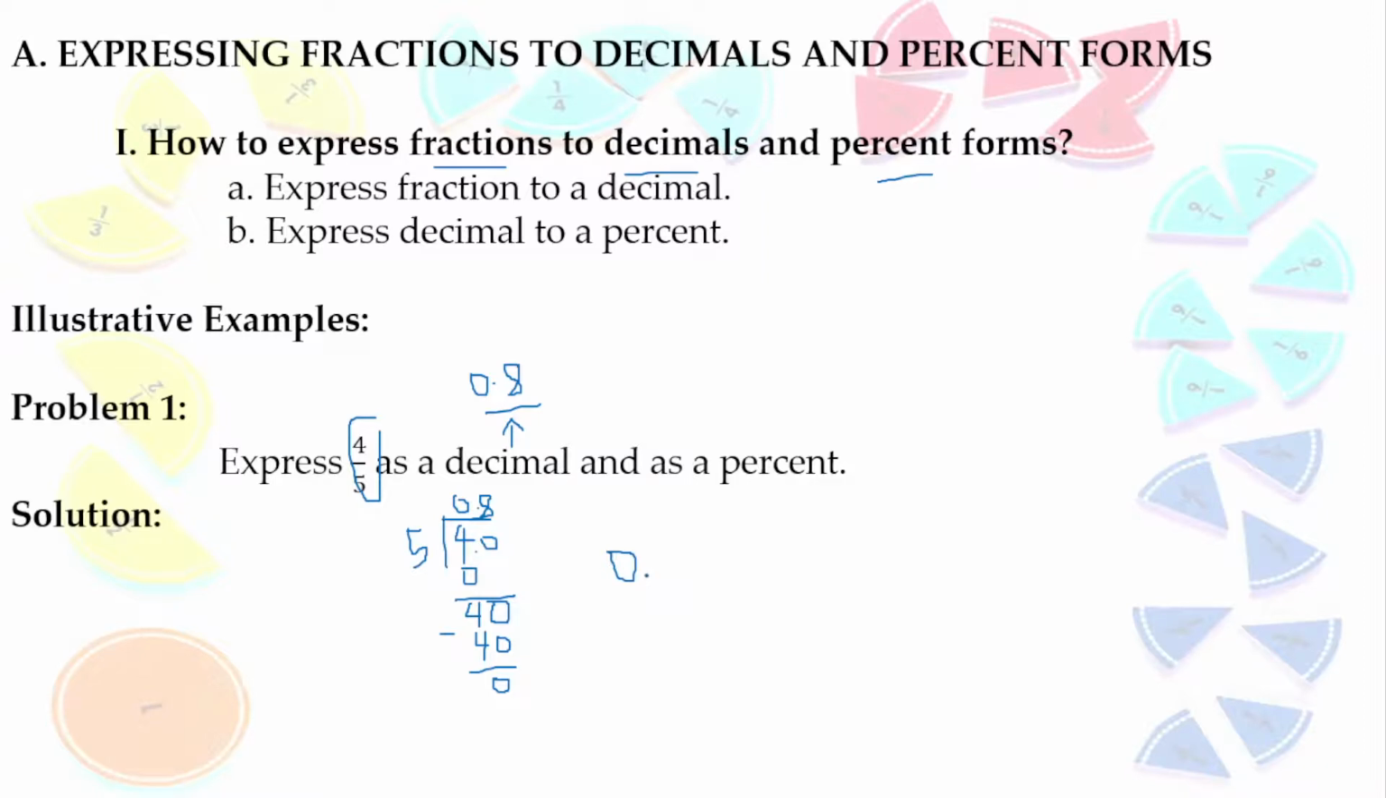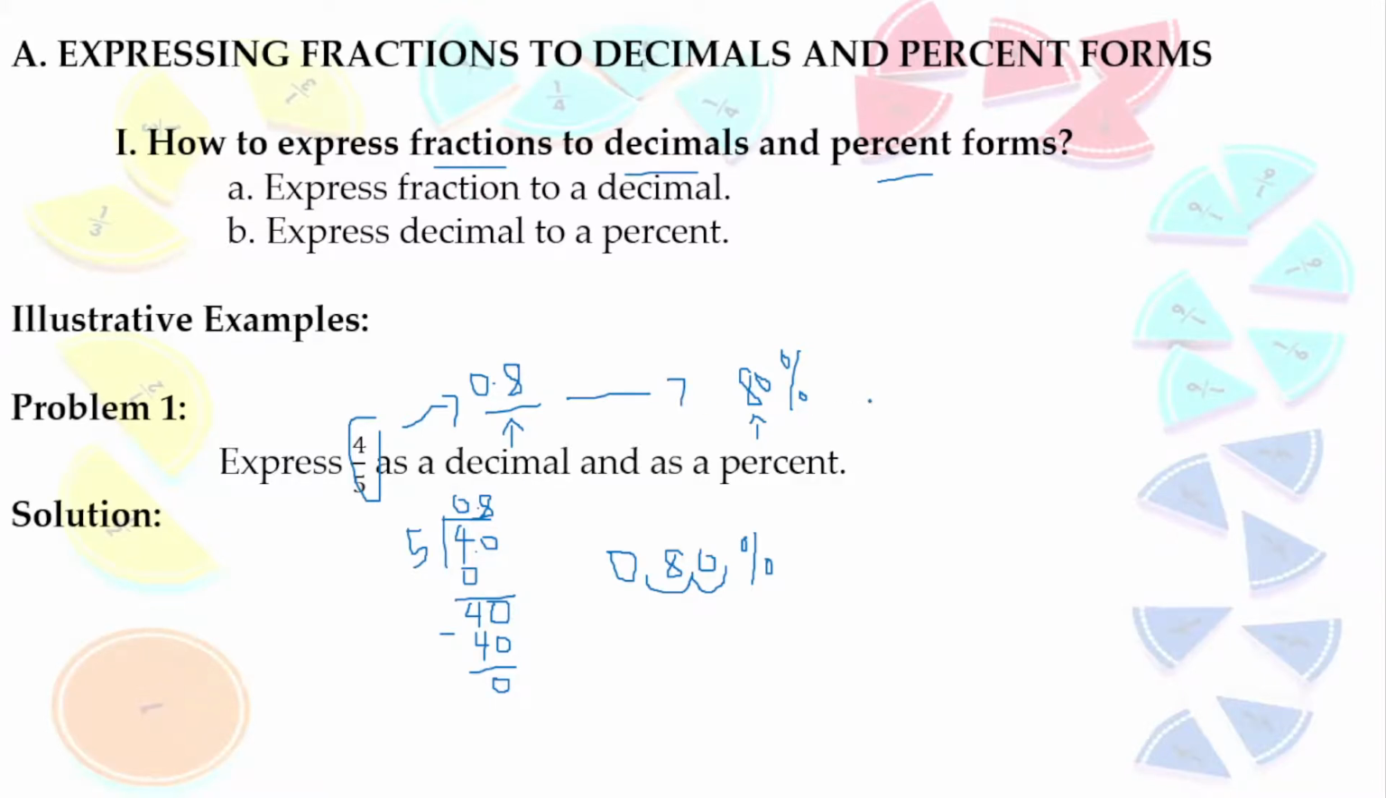So now, because we have the decimal, we will make it percent. So that you don't have to compute, from the decimal, you just need to move 2 places from left to right. 1, 2 to make it percent, and don't forget to put a percent symbol. So the percent of 0.8 is 80%. Okay? So from 4/5 fraction, the decimal is 0.8 and then the percent is 80%.